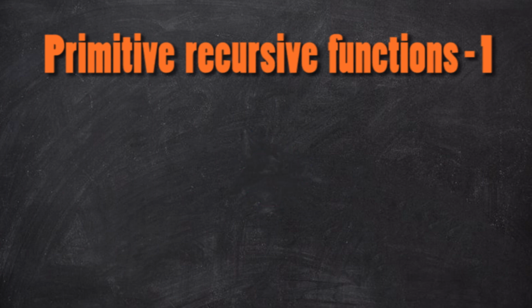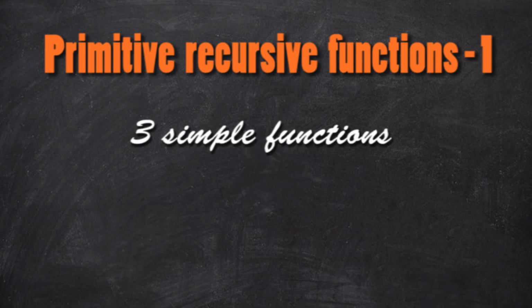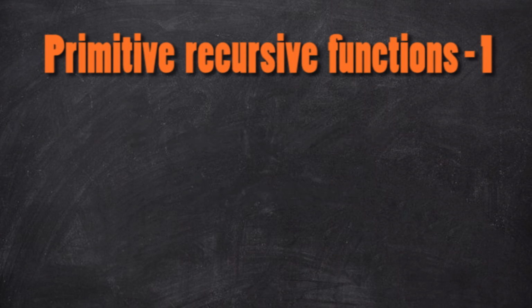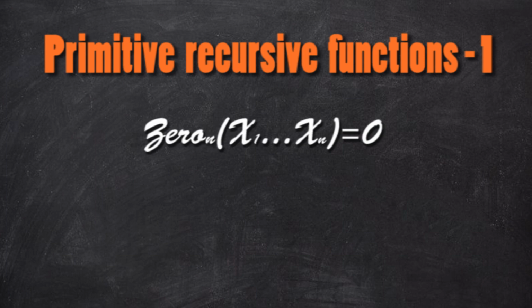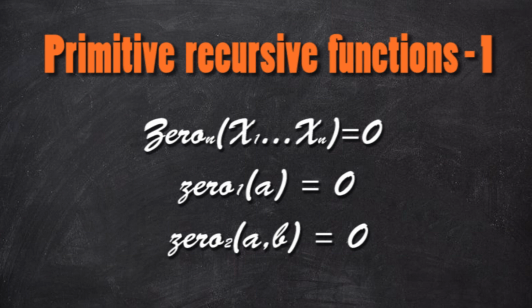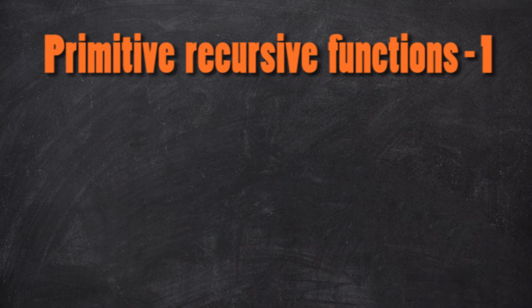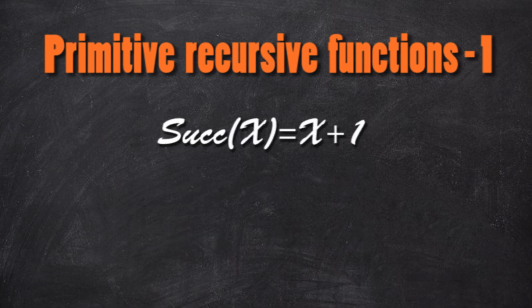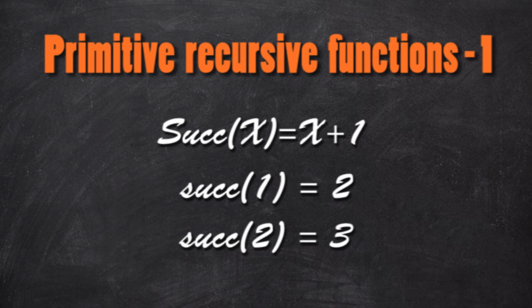All the primitive functions can be defined by a base of 3 very simple functions and 2 operations. The functions are the following: the constant functions 0n that take n parameters and return 0. For example, 0,1 of a equals 0, 0,2 of a and b equals 0. Then we have the successor function, suc, that takes 1 parameter and returns its successor. For example, suc of 1 equals 2, suc of 2 equals 3.